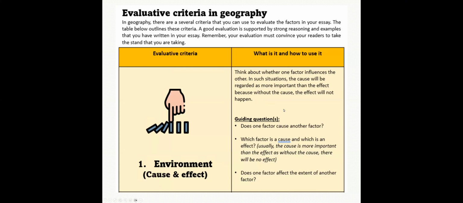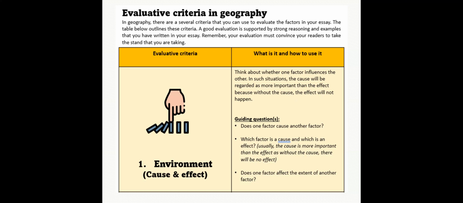So these guiding questions are here to help you decide, let's say you're using this evaluative criteria, how do you use it? You use the guiding questions. All right. So usually when we are trying to determine whether something is more important or more serious, etc., the cause is more important than the effect.